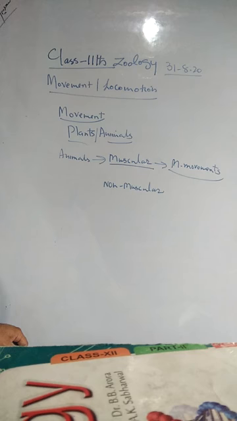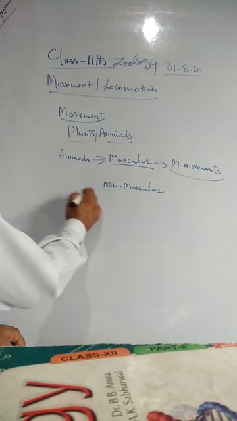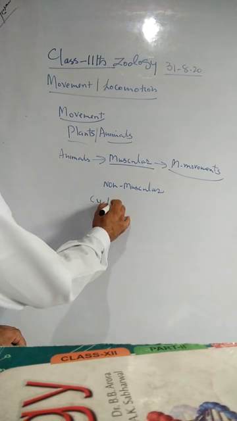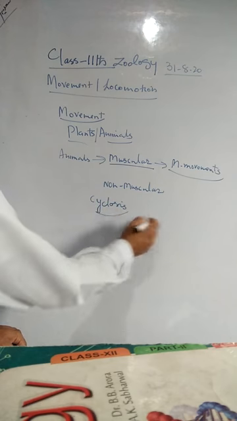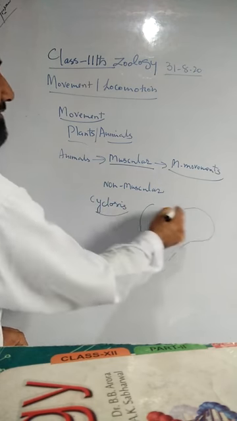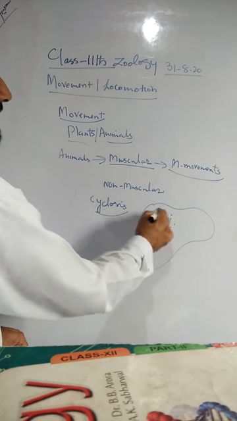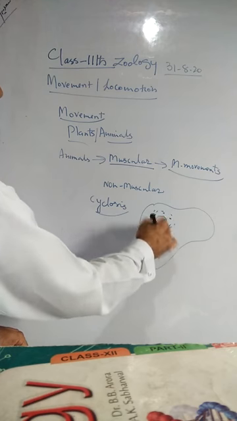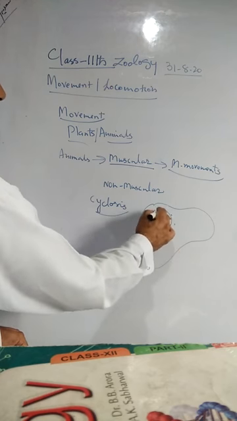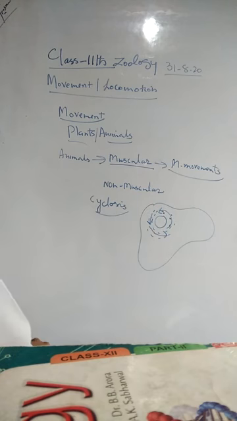But so far as the non-muscular movements are concerned, they include streaming of the protoplasm in unicellular organisms, what we call cyclosis. In unicellular organisms such as the amoeba, the endoplasm and the ectoplasm show movement around the nucleus in this direction. This type of movement is called non-muscular movement. It takes place in unicellular organisms.